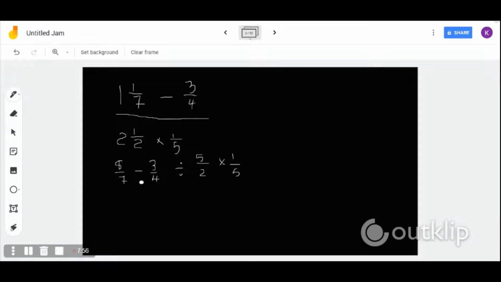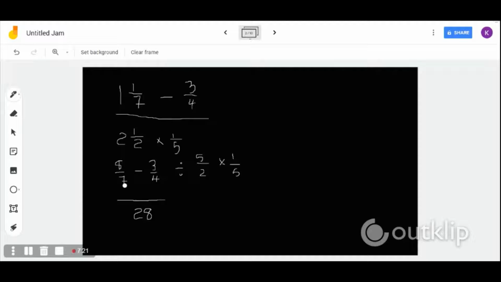All right. Now, when we have addition or subtraction, we need to have our fractions having the same denominator. So this is a 7, this is a 4. We look for something called LCM, and that's just the lowest number that both 7 and 4 can go into. So 7 and 4 can go into 28, right? So we make something called an equivalent fraction now.